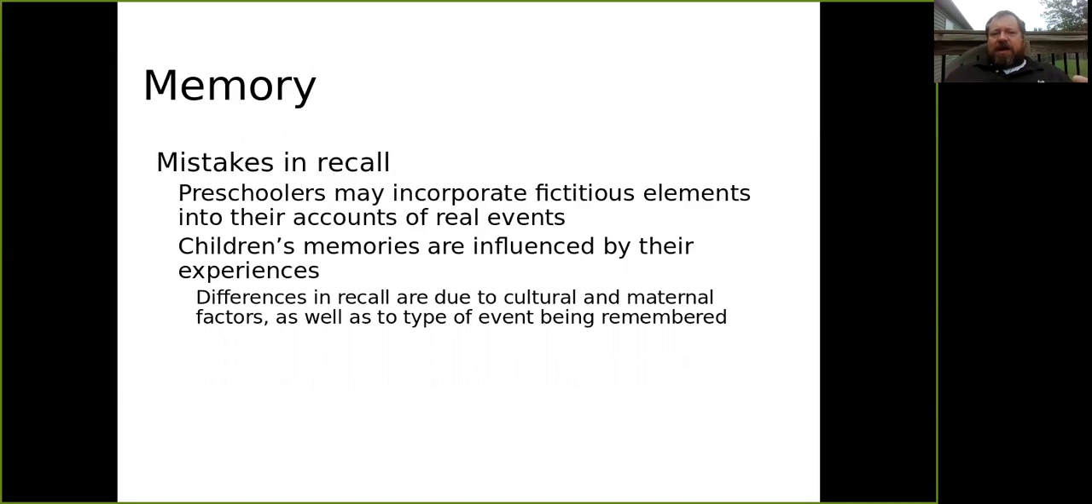Because preschoolers may not have as well developed scripts and have fewer life experiences, sometimes they can add in some elements to their recall that didn't happen. So they may add some fictitious or fantasy elements into their accounts. Their memories are influenced by their culture and their experience, but young children can't have very accurate memories.